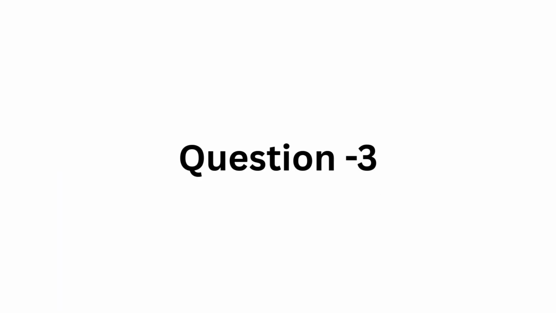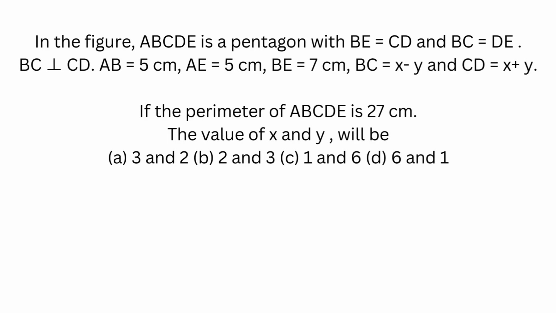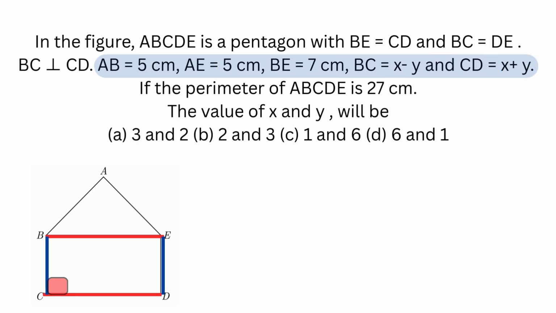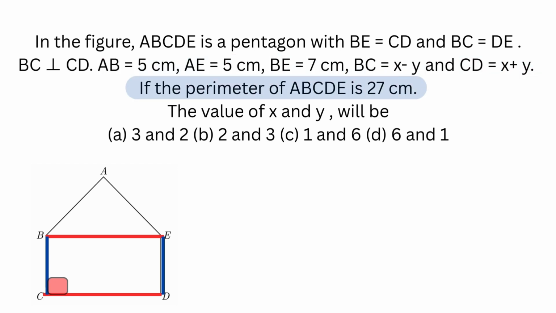In this question, we are given a figure ABCDE, which is a pentagon with BE equals CD and BC equals DE. BC is perpendicular to CD and the measurements of some sides are given over here. Further, the perimeter of this figure is also given as 27 centimeter. In that case, we have to get the value of X and Y.